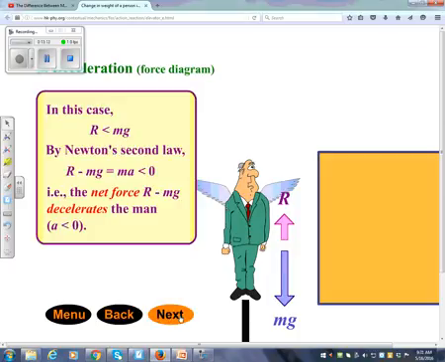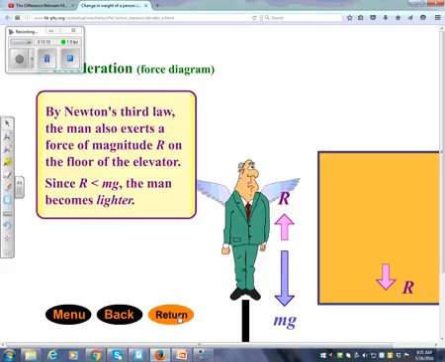So because the R is less, the R on the elevator is also less, he feels lighter. He pushes on the scales with a lighter amount.